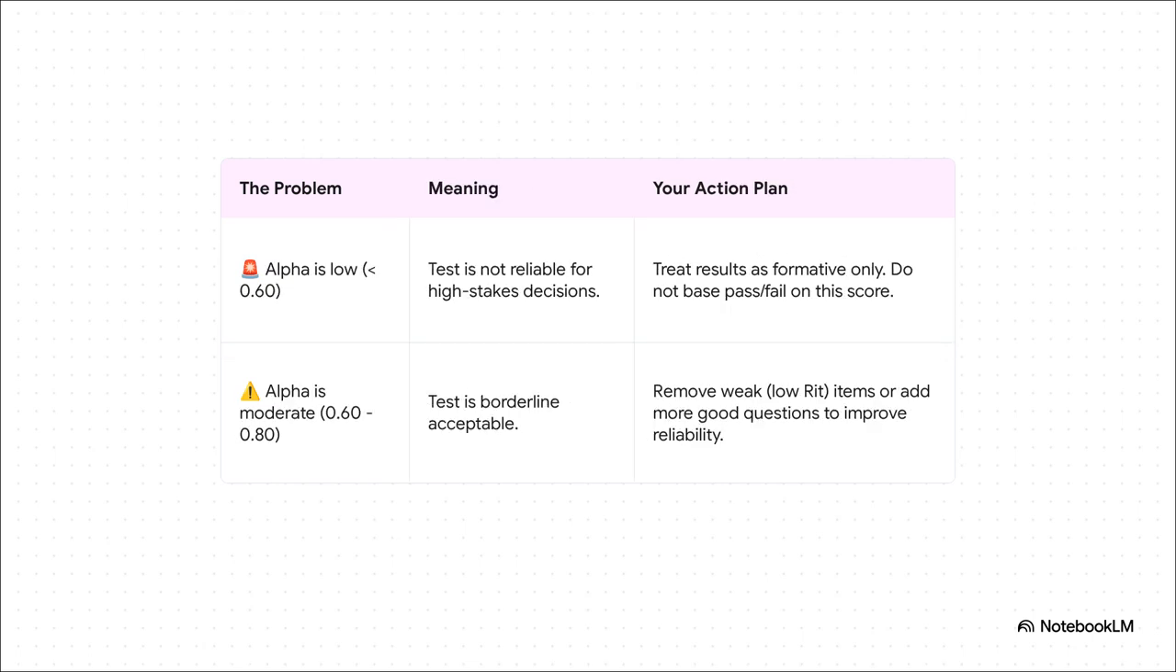And what if the whole test is shaky? A low Cronbach Alpha. If it drops below 0.6, you simply cannot trust that score for any big decisions, like passing or failing someone. You have to treat the results as just feedback, purely formative. If it's in that middle, borderline zone, you can usually fix it by getting rid of those weak, low-Rit questions we were just talking about.